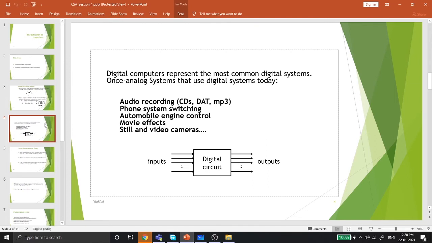And movie effects like VFX, they are all done digitally. Still and video cameras, everything is digital these days. There is literally nothing analog except some meters.